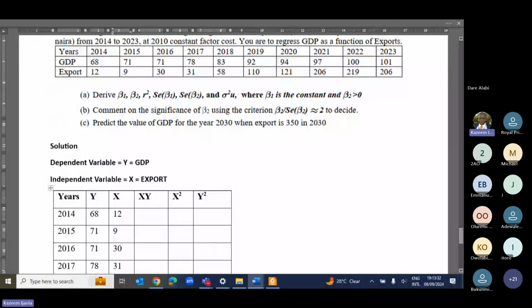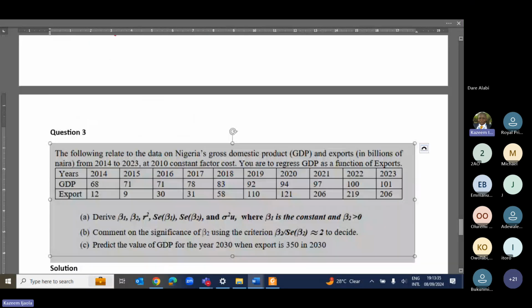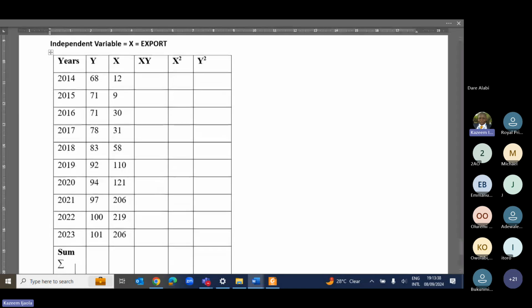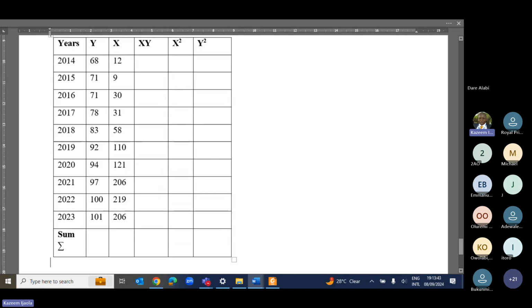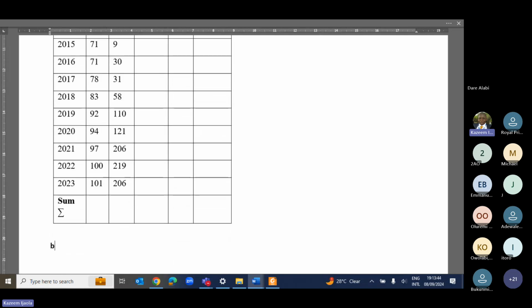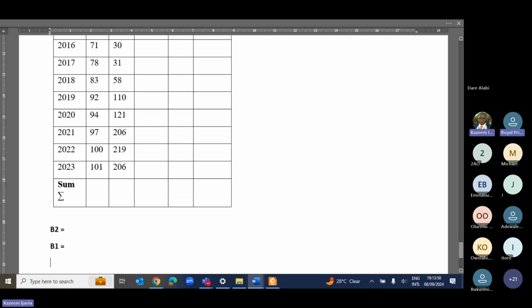So please, don't say I want to do show-off. Before we solve it, I want to calculate my own beta 2 and beta 1 with my calculator first. So let me put my answer. Don't say I'm showing off.